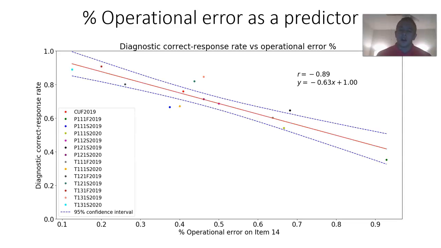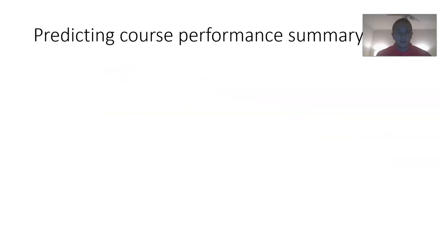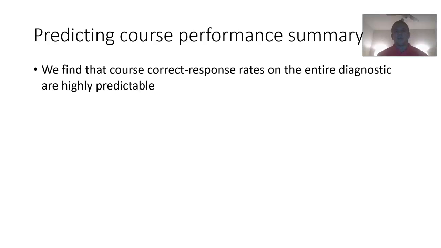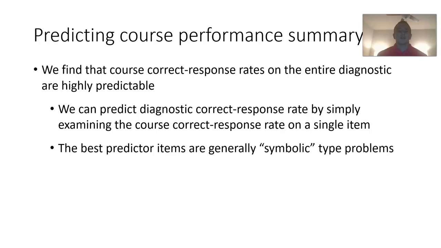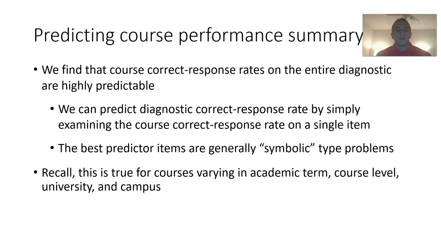Here we have it. Percent operational error on item 14 is the horizontal axis, and diagnostic correct response rate is on the vertical. You see it's also a good predictor, with a correlation coefficient of minus 0.89. Again, these dots all represent different courses across different semesters and campuses. So, in summary, we find that course correct response rates on the entire diagnostic are highly predictable. We can predict the diagnostic correct response rate by simply examining the course correct response rate on a single item. The best predictor items are generally symbolic type problems, which we think points towards something.